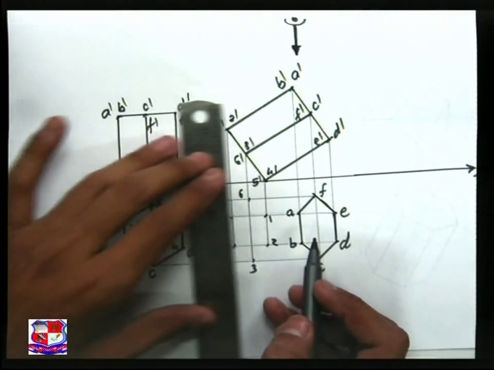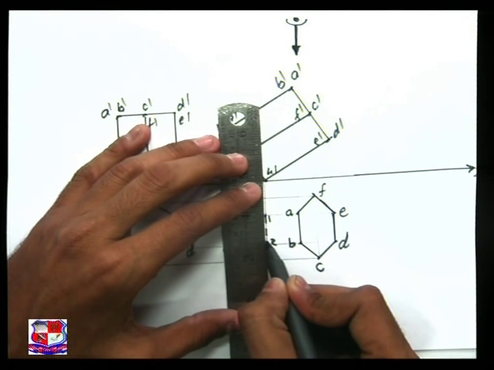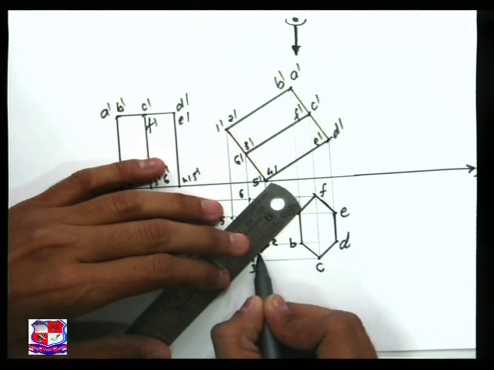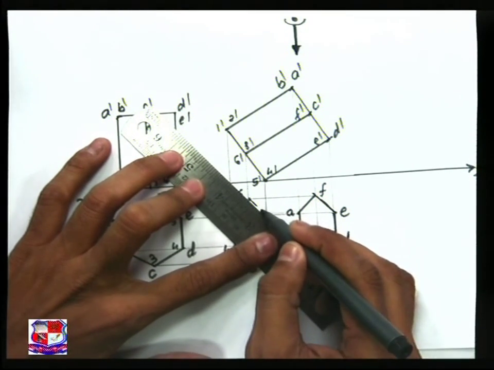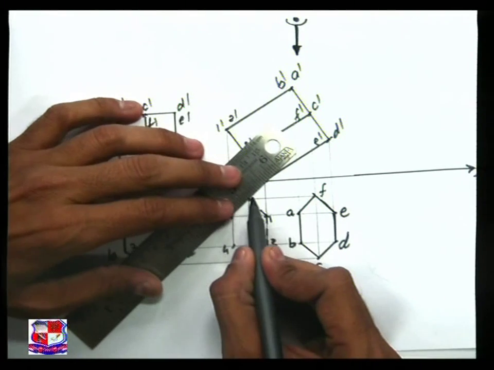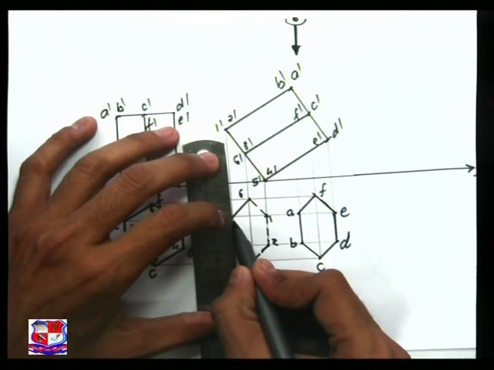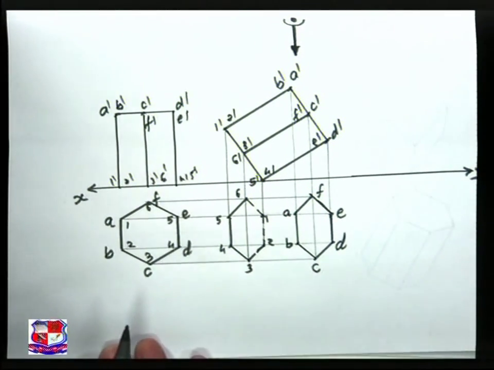So 1 2 will not be visible, so join them with the dotted line like this. 2 3 will not be visible. 1 6 again will not be visible, and rest all would be visible as they are outside line. So 5 6, 4 5 and 3 4 with the full lines.